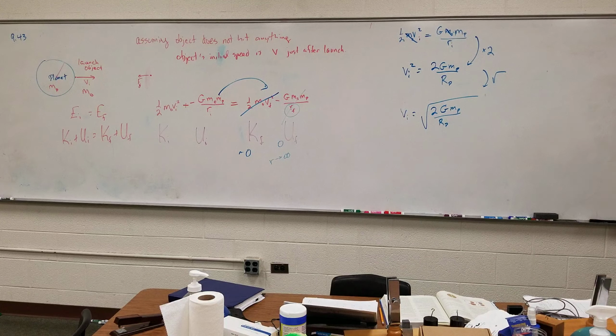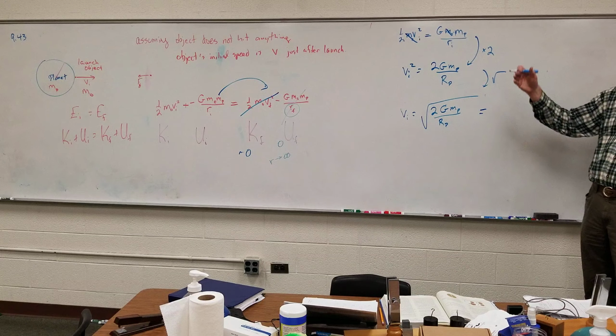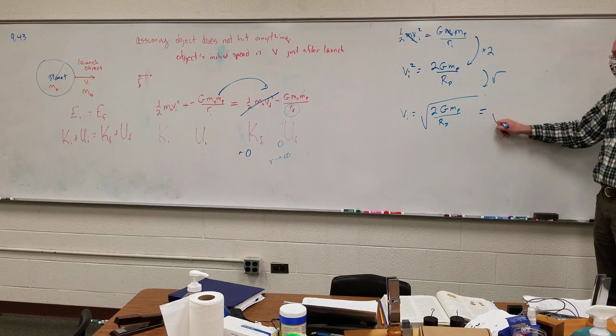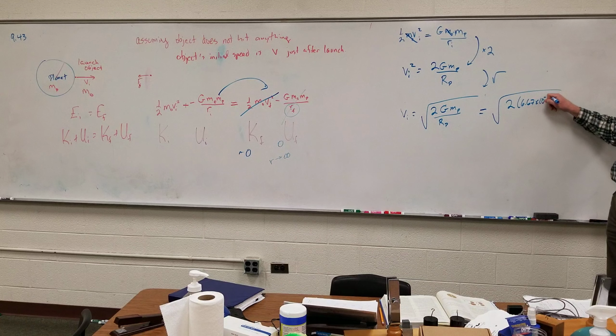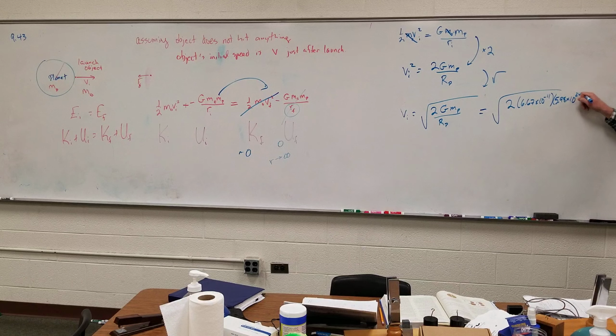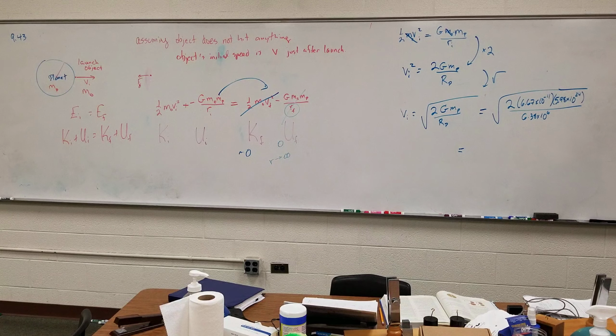All right, so we have a formula here. Now it's plug and chug. Let's say it's Earth. What is the escape speed for Earth? So I have the square root of 2 times 6.67 times 10 to the negative 11th times mass of the Earth, 5.98 times 10 to the 24th, divided by radius of the Earth, 6.38 times 10 to the 6th. So people will be kind enough to do the calculation.